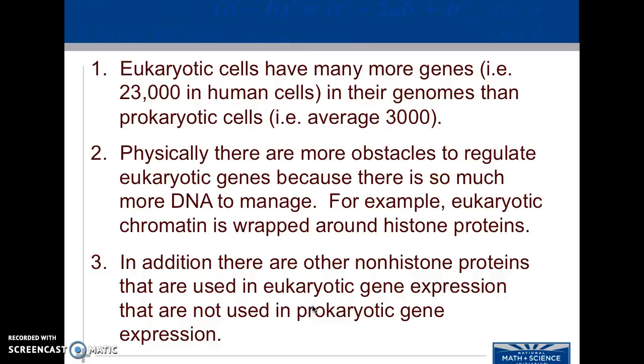Eukaryotic cells have many more genes, and their genomes are quite a bit larger, so the regulation is a little bit more complicated. Physically, there are more obstacles to regulate eukaryotic genes because there's so much more DNA to manage. In addition, there are other non-histone proteins that are used in eukaryotic gene expression. When we talk about the regulation of genes in a prokaryotic cell, it's a pretty simple process.